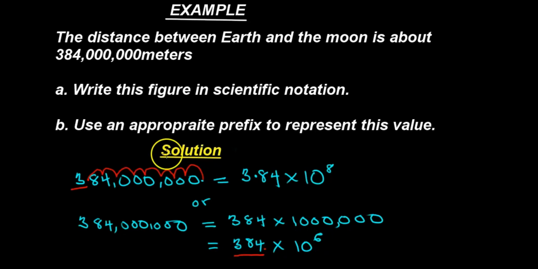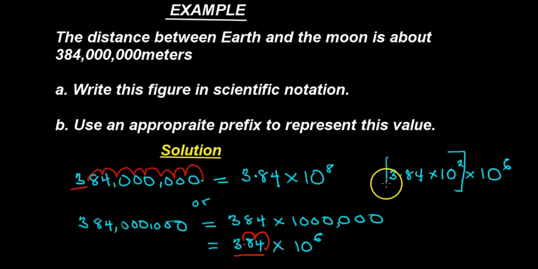So this is going to give us, let me continue on the other side, 3. If I'm moving the decimal point from here, I'm moving twice. So 1, 2 here. Good. So I'm getting 3.84 times 10 exponent 2 times 10 exponent 6. So this is for only the underlined part.